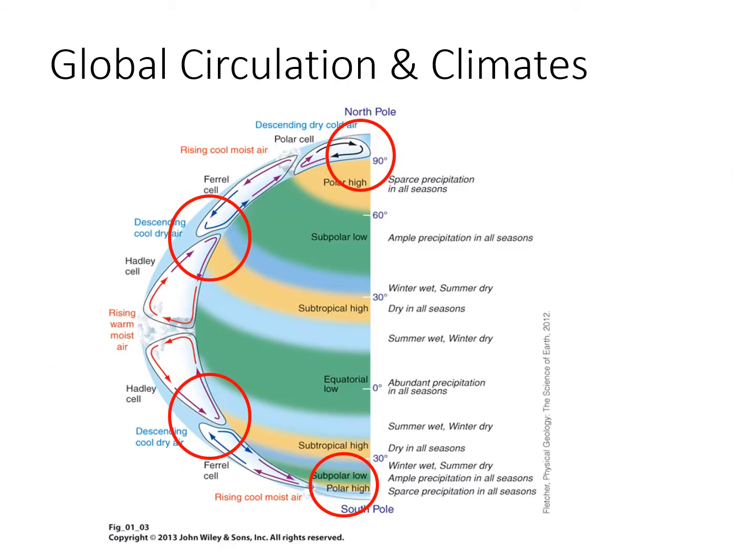The three-celled model also explains the location of subtropical and polar highs. These highs are formed under the descending arm of the Hadley cell or the polar cell. As cool air sinks, it warms and results in increased evaporation. This creates very dry desert environments. These zones are indicated on this image by the red circles.